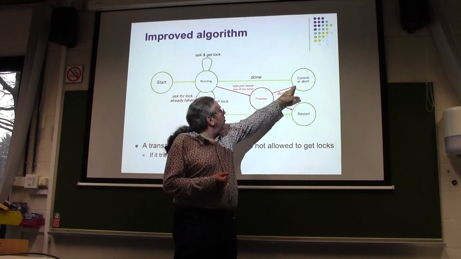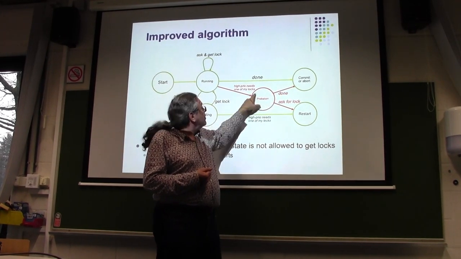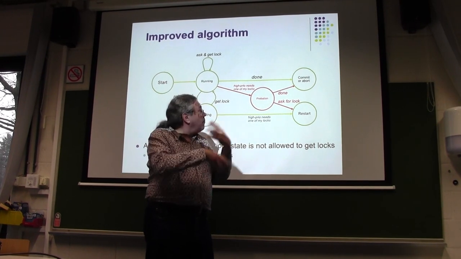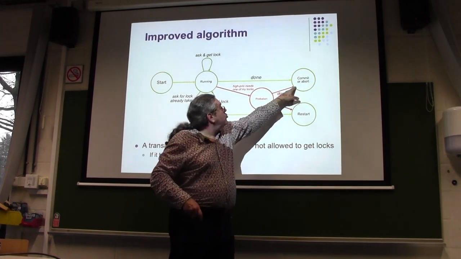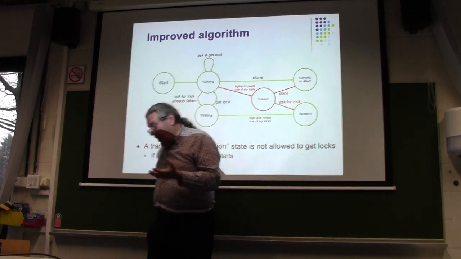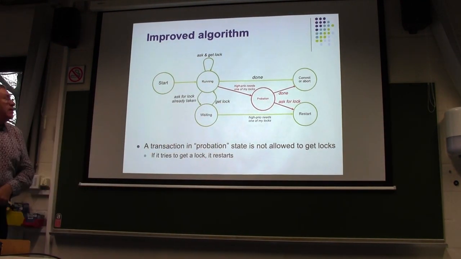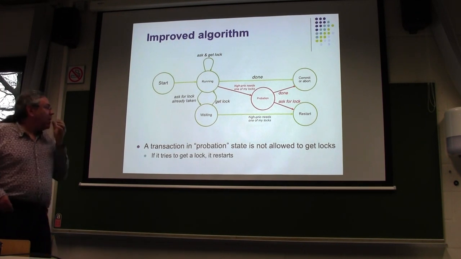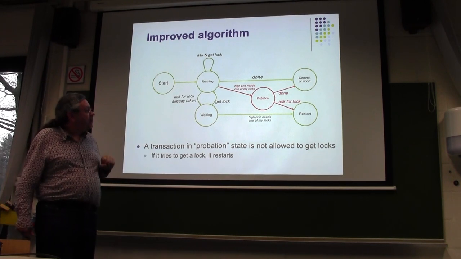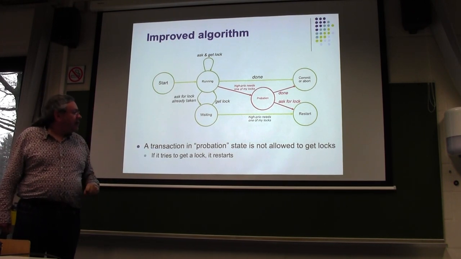But on this arrow here, there are no extra locks. So basically, it's just running, doing some computation, and eventually will complete. So there's nothing that can stop here. So we're assuming the transactions all terminate. The assumption is they will all terminate. So a transaction in probation state is not allowed to get locks. If it tries to get a lock, it restarts.